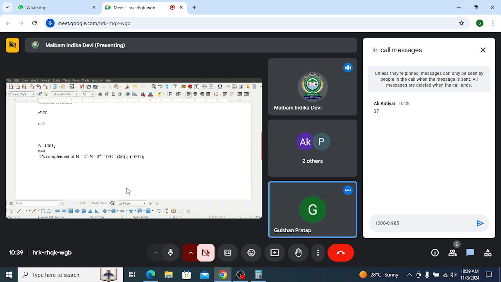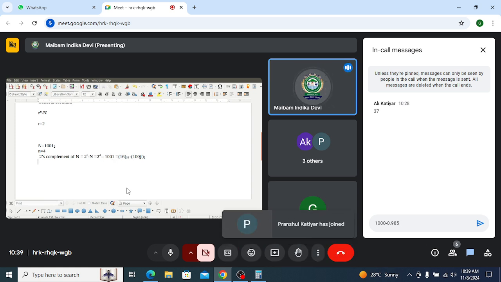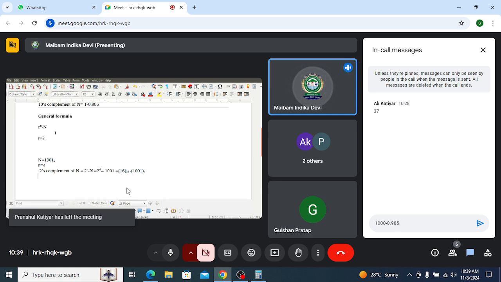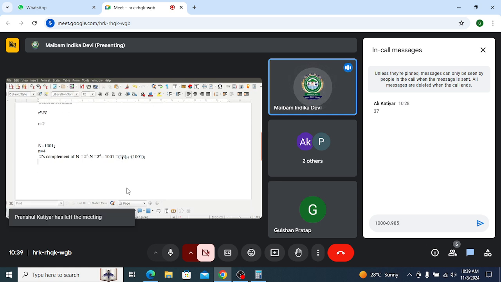Okay, so 16 is in base 2 to the power 4 is 16, right? So this is in base 10, decimal, and this is in binary. You cannot subtract two numbers in different number systems or different bases, right? So you need to convert either this decimal into binary or this binary into decimal. You need to convert it first. But since in this question we are dealing with binary numbers, let's convert this decimal into binary.